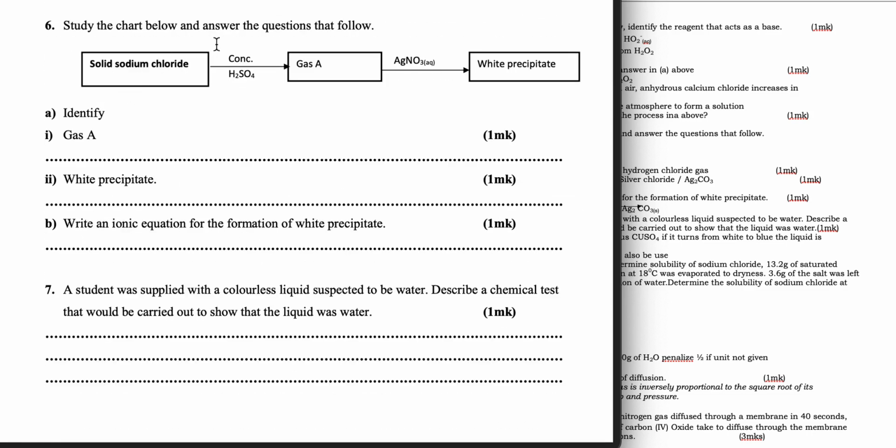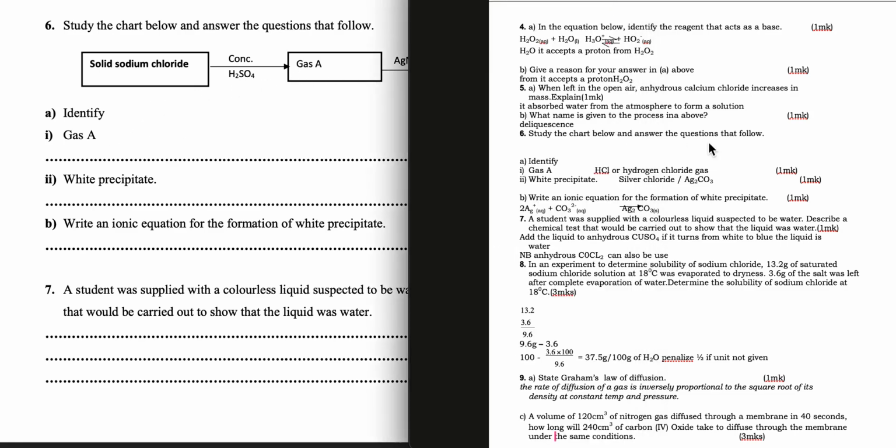Question 6. Study the chart below and answer the questions that follow. Solid sodium chloride, concentrated, gas A, white precipitate. Identify gas A. Gas A is hydrogen chloride gas.